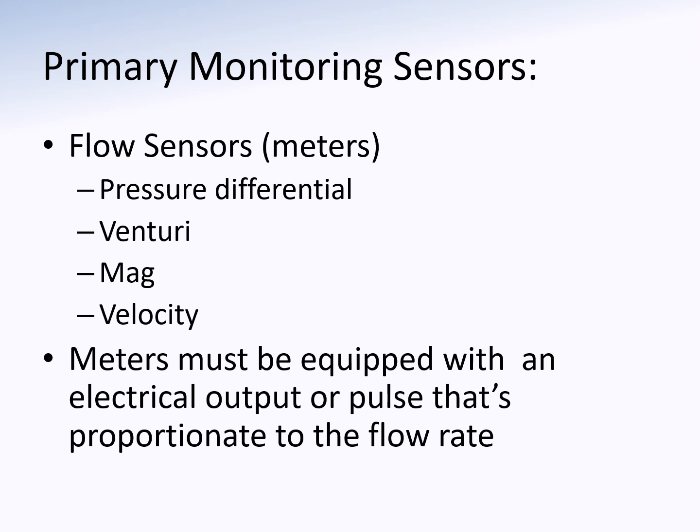So you got different types of meters, right? You got your pressure differential, venturi, mag, velocity, and all of these have to be equipped, like it says, with that electrical output or pulse that's proportional to the flow rate, right? So it needs to be able to measure whatever is flowing through that meter.